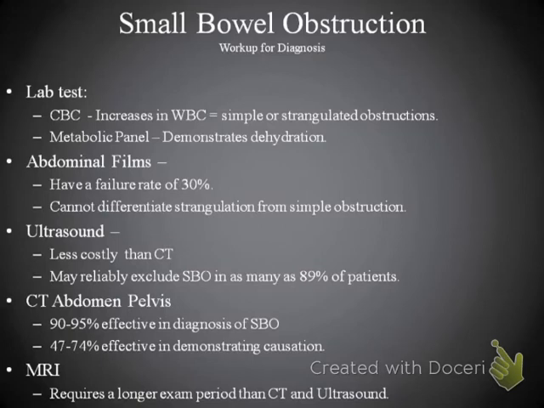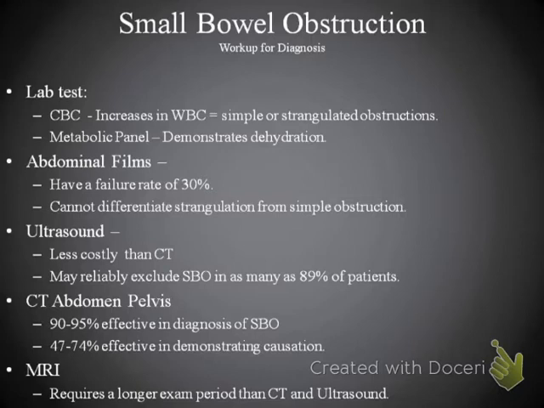So the workup for diagnosis. Number one is lab test. We do a CBC, which looks for increases in white blood cell count. And this can be indicative of a simple or strangulated obstruction. A metabolic panel is pretty indicative of dehydration and the patient not being able to consume fluid, or a lot of that fluid not getting where it needs to be.